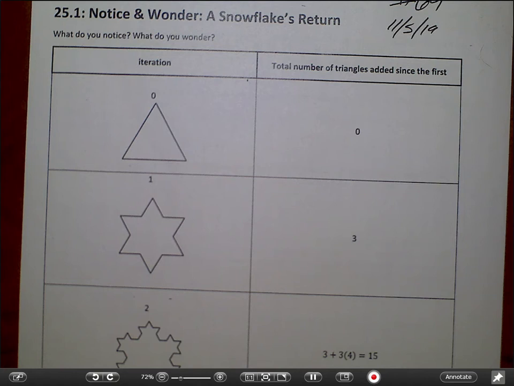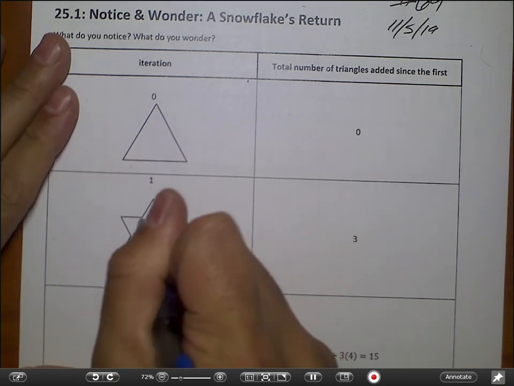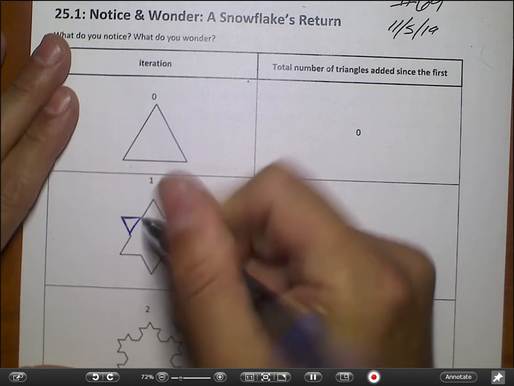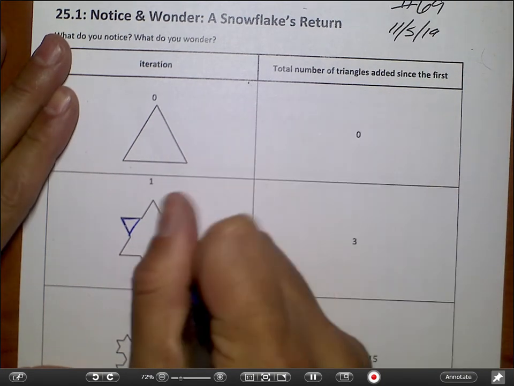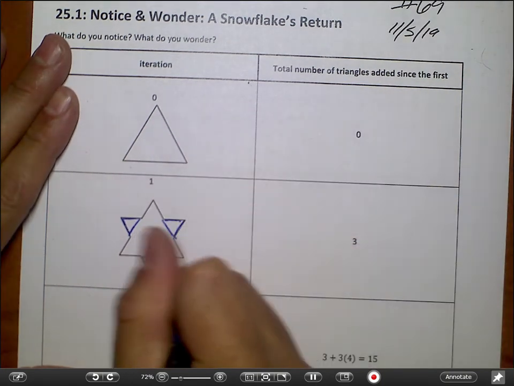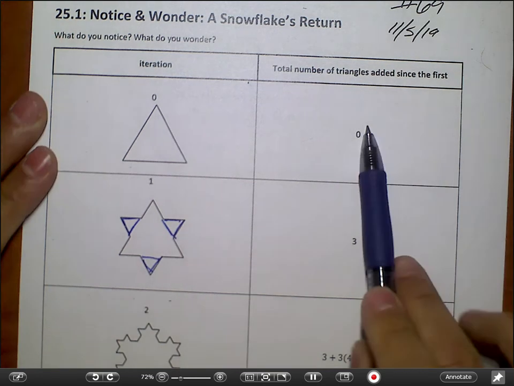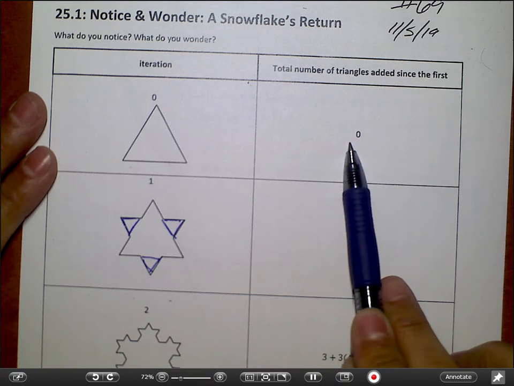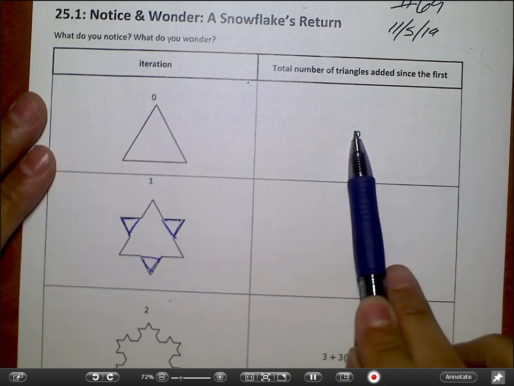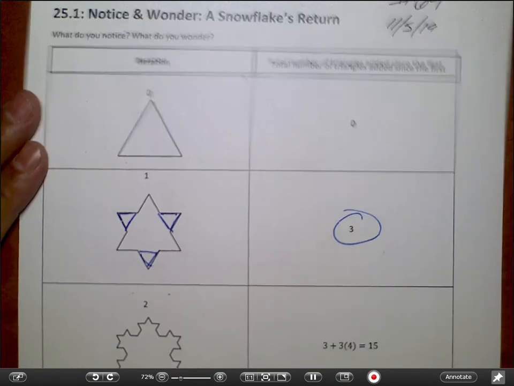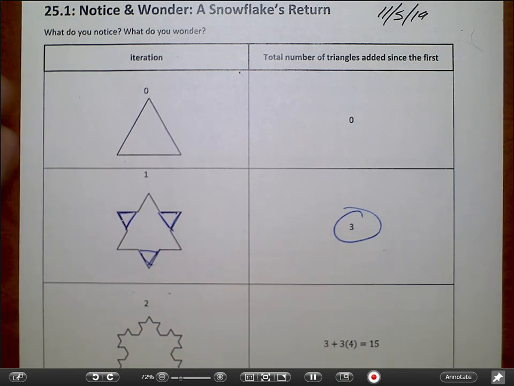So what I'm going to do is show you what's being added now. We added to my original this triangle right here, this triangle right here, and this triangle right here. So my original one didn't have any triangles added, but my first one has 3 triangles added.